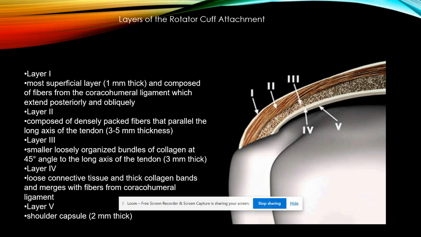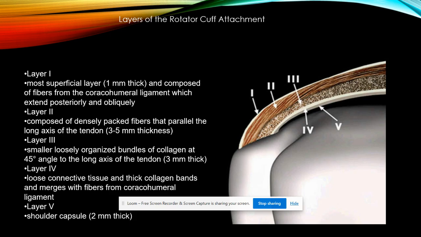Right over top of layer 1 lies the subacromial bursa, which provides lubrication to the tendon. And at layer 5, that is the true articular surface of the tendon. Most of our tears are actually articular sided, right? So layer 1, the most superficial layer, is 1 millimeter thick, generally composed of fibers that are contiguous with the coracohumeral ligament. Layer 2 is composed of densely packed fibers of the tendon that are about 3 to 5 millimeters thick. So that's our thickest layer, right?